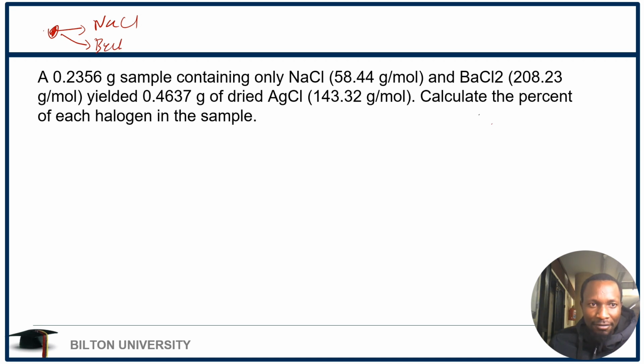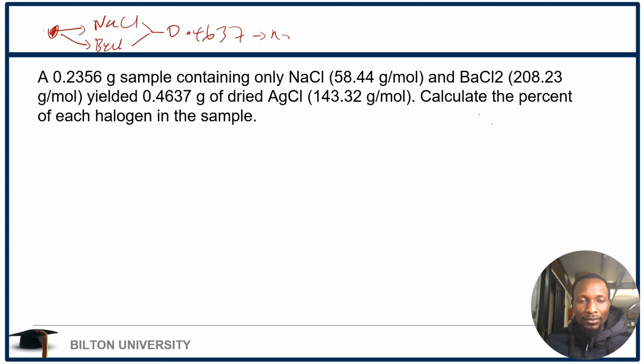But you are told that these two yielded a mass of 0.4637 grams of dry silver chloride. So you have a sample, and this sample contains sodium chloride and barium chloride, and then when you dry the two, they give you a mass of 0.4637 grams of silver chloride as the product.